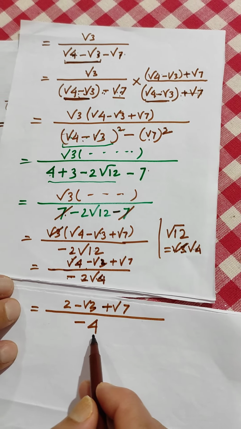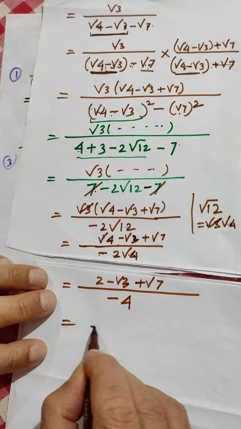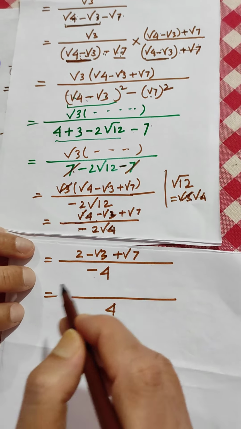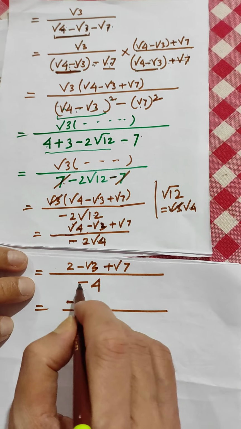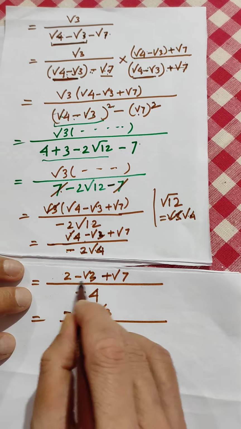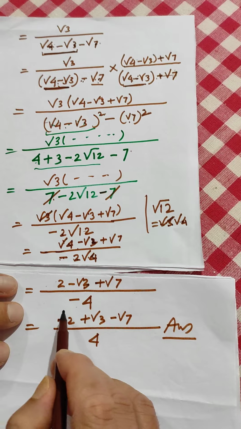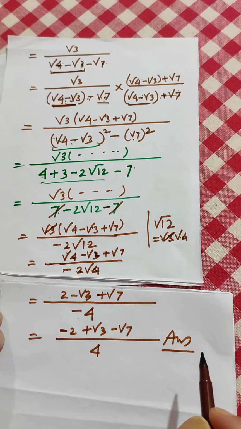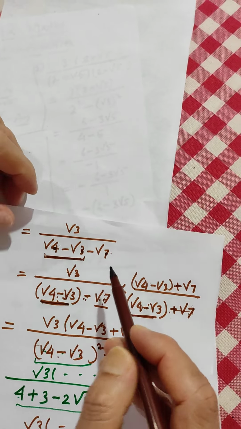So the denominator we have made rational, minus 4. But now this minus should be taken above. So the denominator is only 4, and this minus goes to the numerator, so it becomes minus 2 plus root 3 minus root 7. So the answer is minus 2 plus root 3 minus root 7, by 4. So in this type of sum you have to think about what group you have to make.